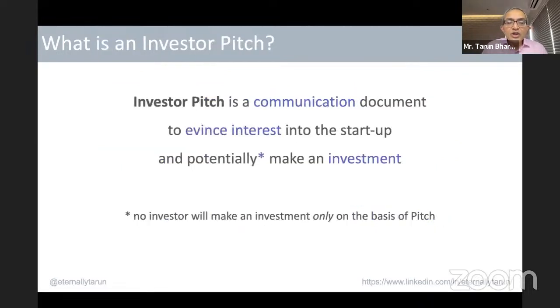So if I were to move on, typically, if you look at an investor pitch, it is a communication document to evince interest in the startup and potentially make an investment by the investor to whom the pitch is being made, right? So it's all about communication. It is all about what you want to say, right from the idea, in terms of how you're going to go about executing that idea and eventually make a business out of it. So no investor makes an investment only on the basis of a pitch, right? I'm sure everybody will understand and appreciate that.